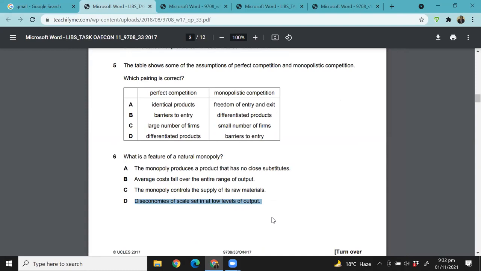Do you remember natural monopoly? So natural monopoly is anything where the government exists, where the government exists, and it is the government.